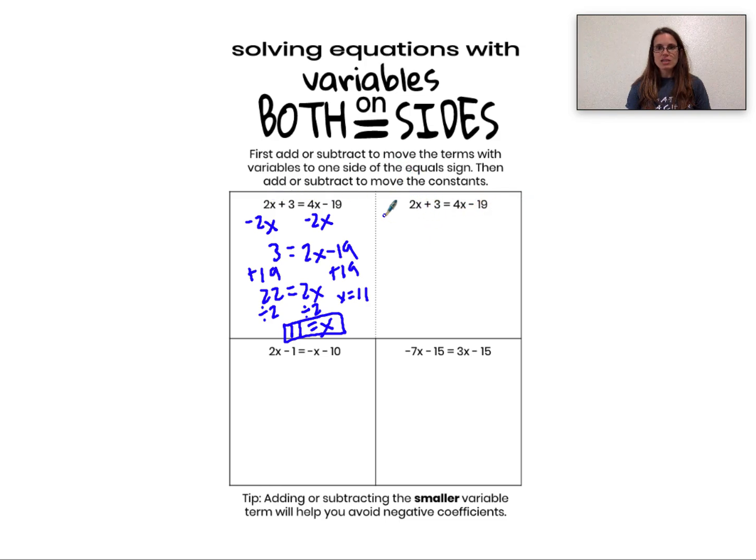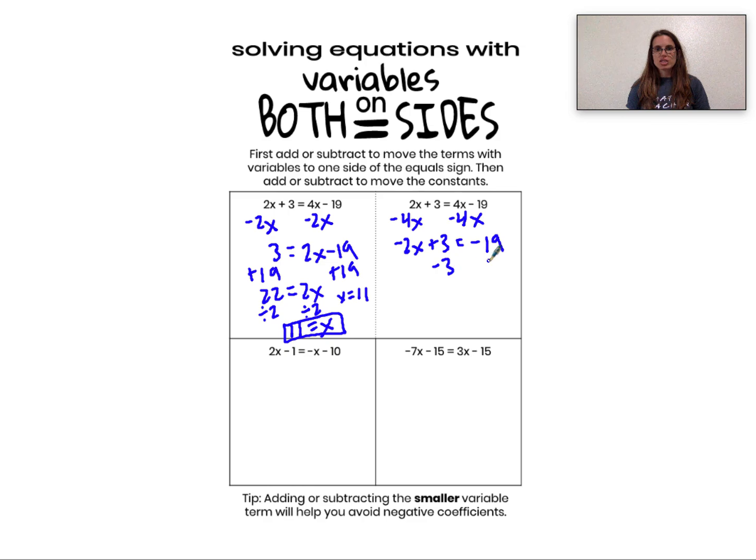This is the same exact equation, but let's try subtracting the 4x from both sides first. 2x minus 4x is negative 2x. Negative 2x plus 3 is my left-hand side. On the right-hand side, now I have 4x minus 19 minus 4x. 4x minus 4x is 0, so all I'm left with is the negative 19 on the right-hand side. This was the goal, to only have a variable term on one side of the equal sign.